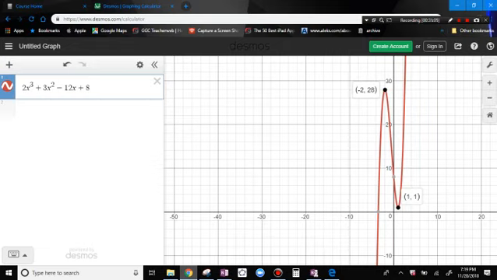Minus 8x plus, I'm sorry, minus 12x minus 8 or plus 8? Plus. Okay. Plus 8. All right. And then you hit graph. All right. This window is bad.